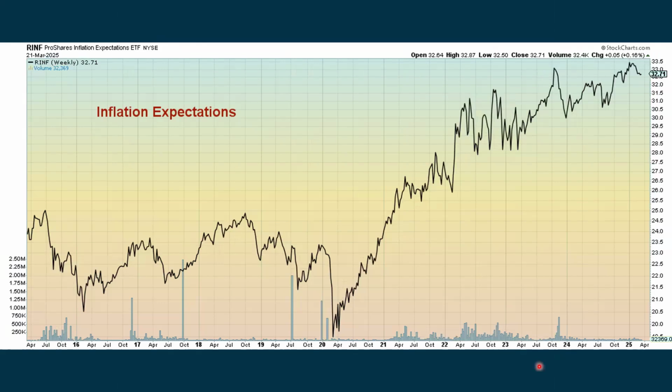Then we look at inflation expectations, and this is an actual ETF that you can trade. Well, ever since the beginning of 2025, this has been going down. It's not going up like a lot of people are really afraid of, at least according to this. And there's smart people that follow this and trade in this. They think that inflation is actually coming down.